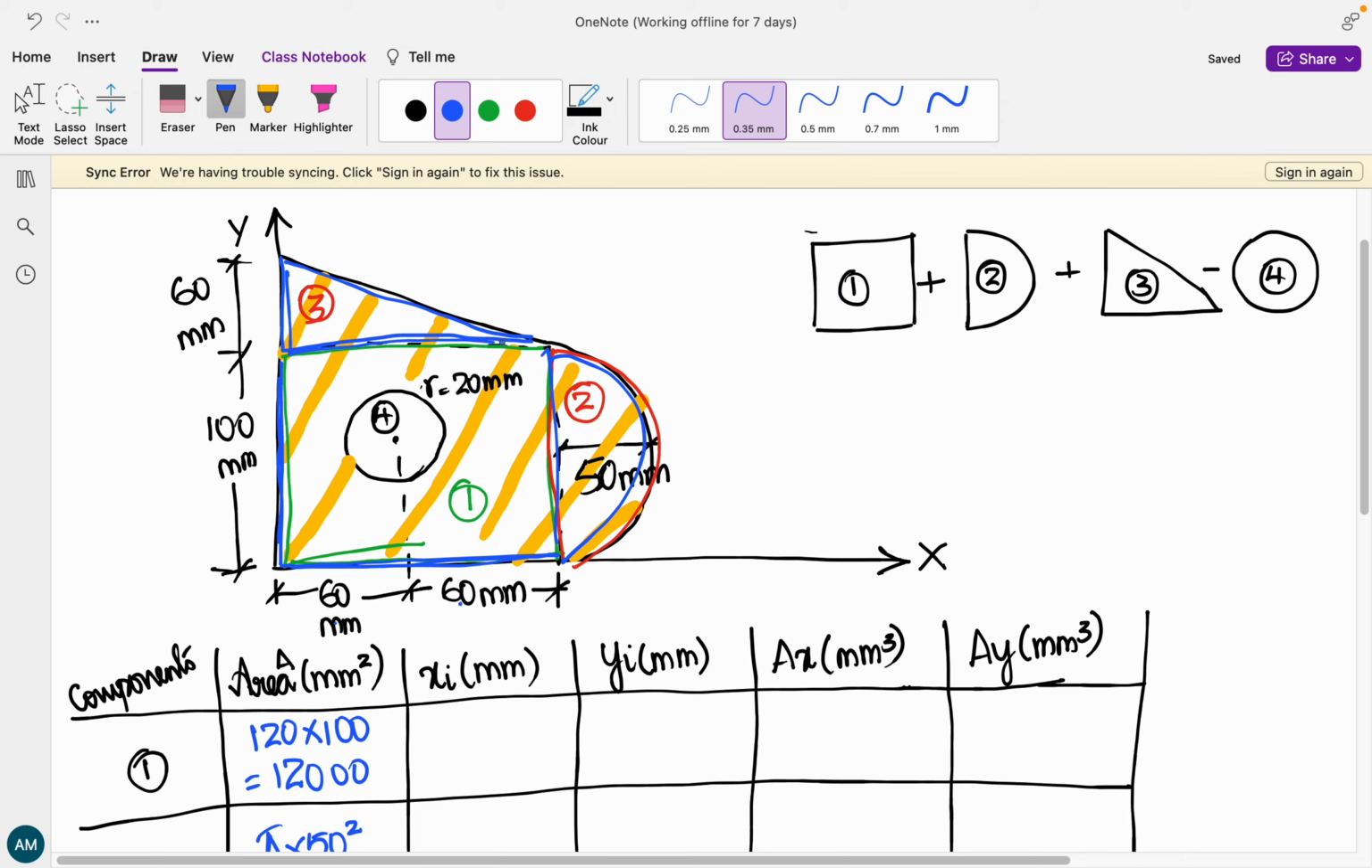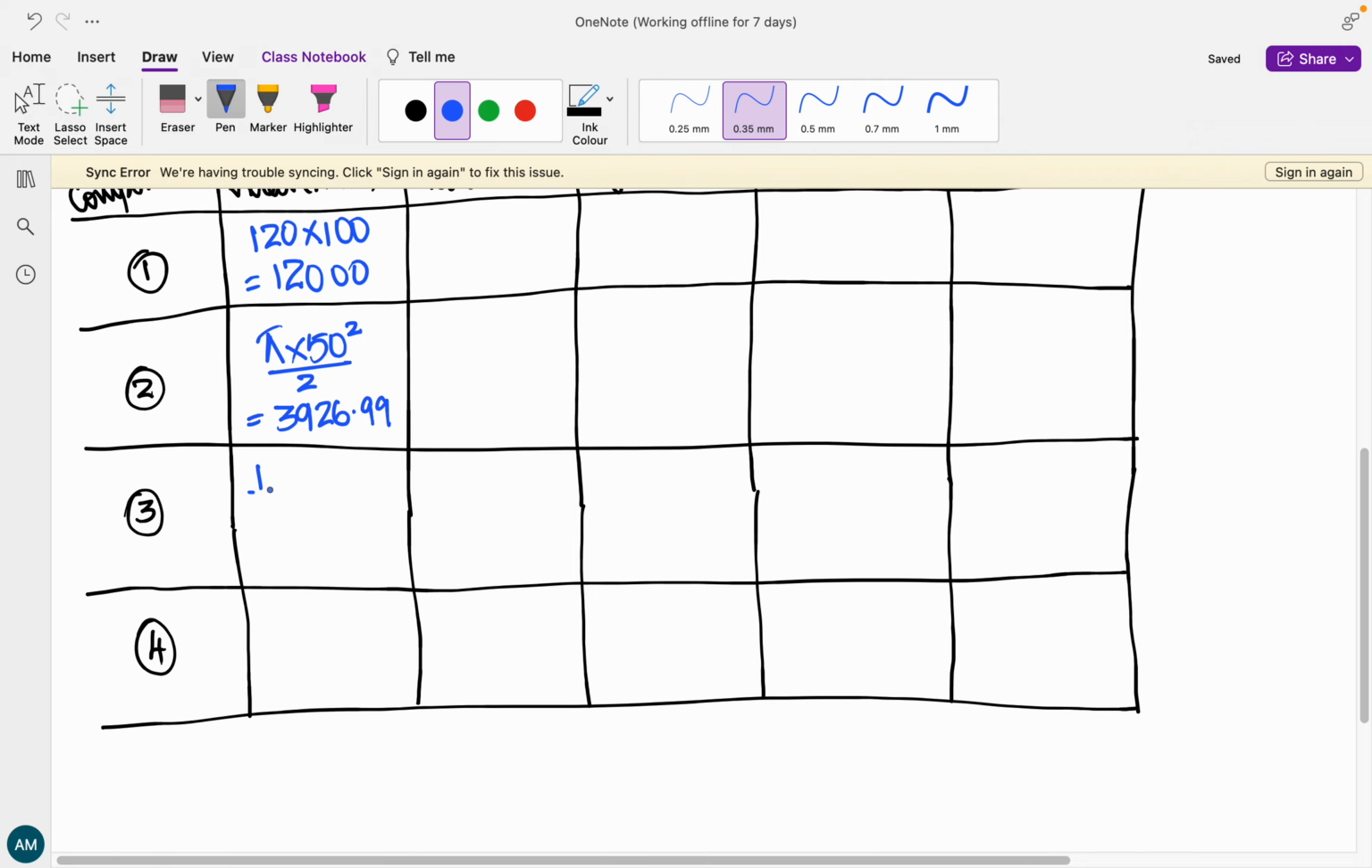The third one is a right angled triangle. This right angled triangle area is half into base into height. Base is 120 and height, or your depth, is going to be 60. So it is half into 120 into 60. If you solve this, you are going to get the answer as 3600.